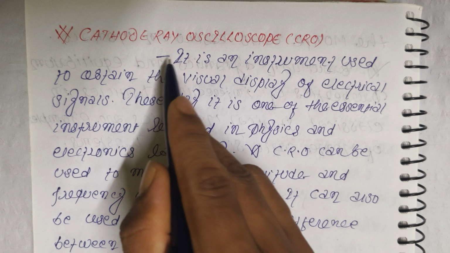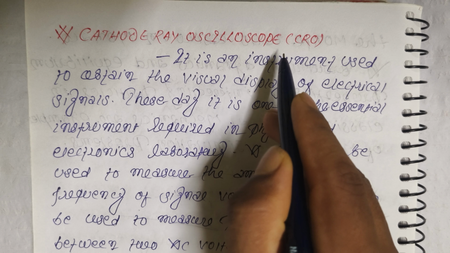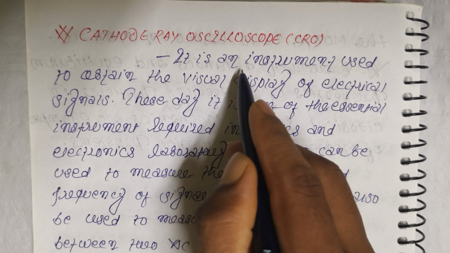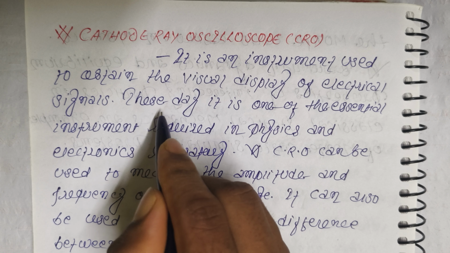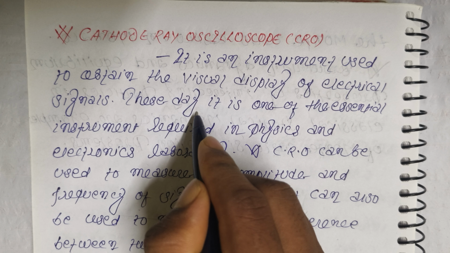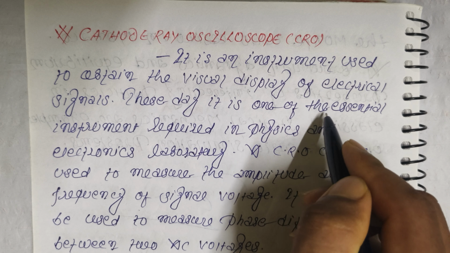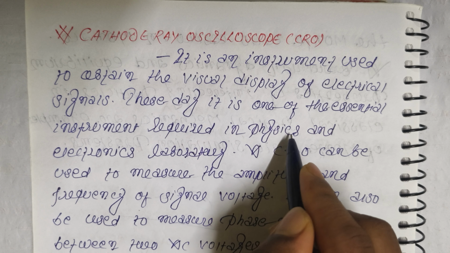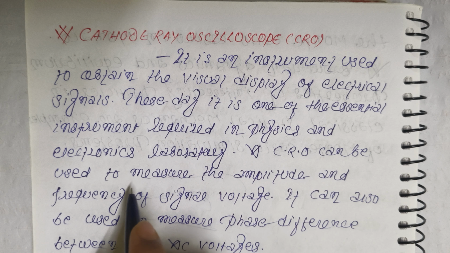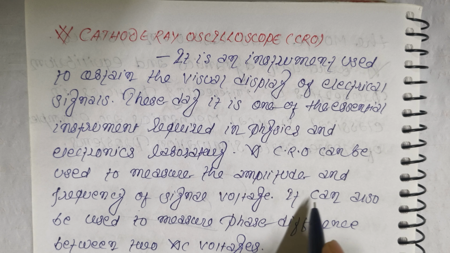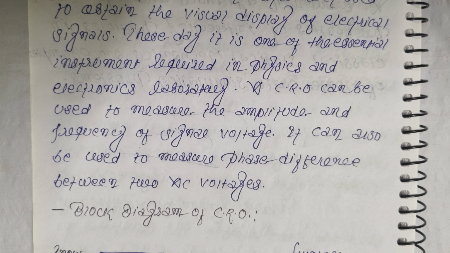Let's start now. Cathode ray oscilloscope, CRO. It is an instrument used to obtain the visual display of electrical signals. Today, it is one of the essential instruments required in physics and electronics laboratories. A CRO can be used to measure the amplitude and frequency of signal voltage. It can also be used to measure the phase difference between two AC voltages.